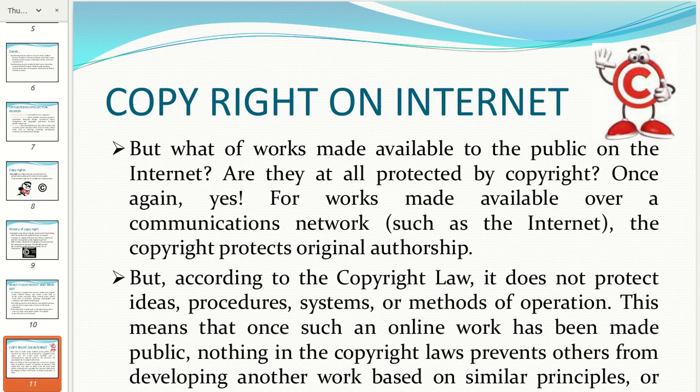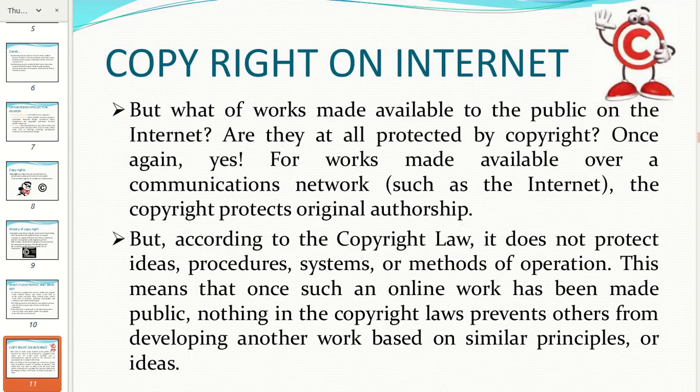And if they are not copyrighted, what is the reason that they are not copyrighted? Okay. According to the copyright law, it does not protect ideas, like I said, procedures, systems, or methods of operation. In computer science terms, the algorithm. This means that once such an online work has been made, nothing in the copyright laws prevents others from developing another way based on similar principles.